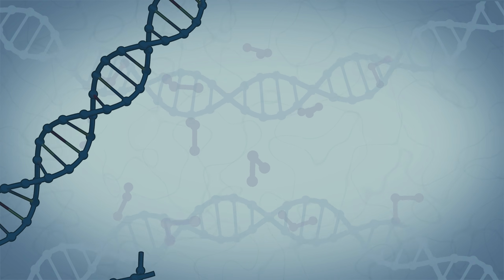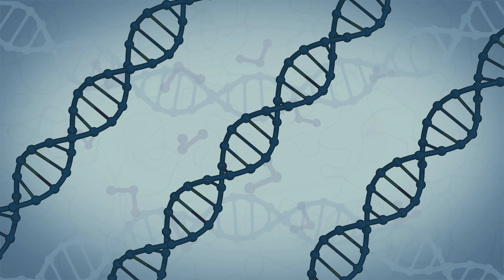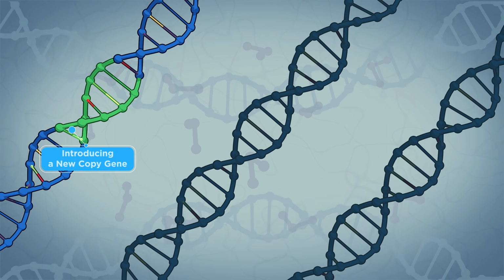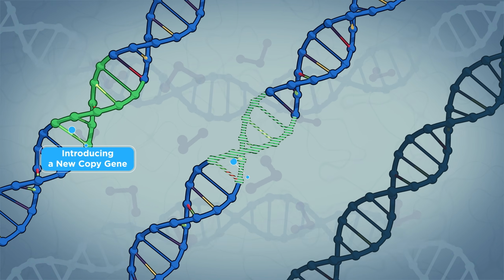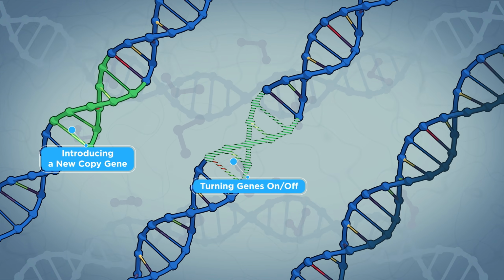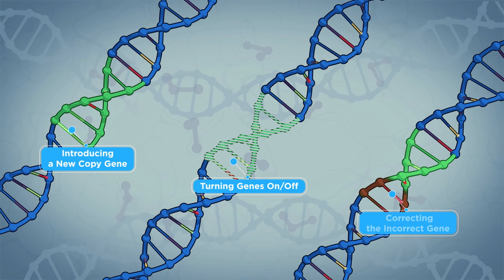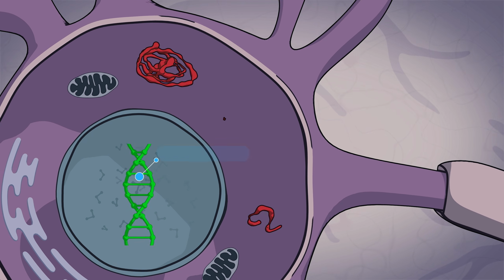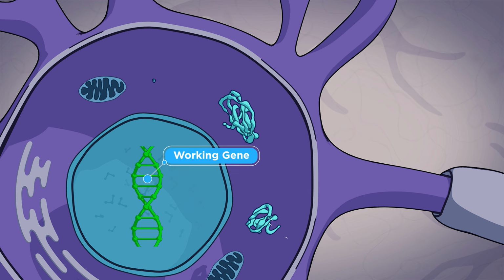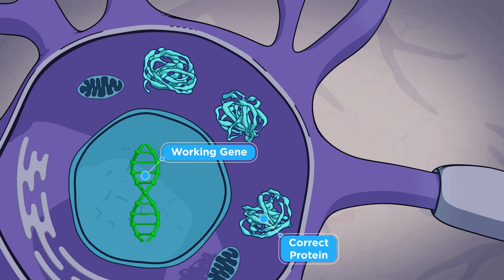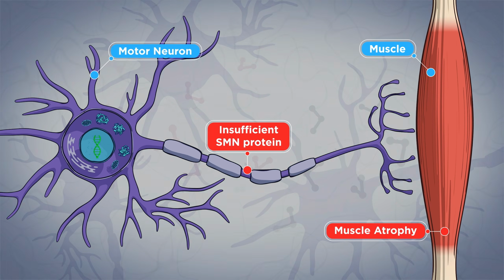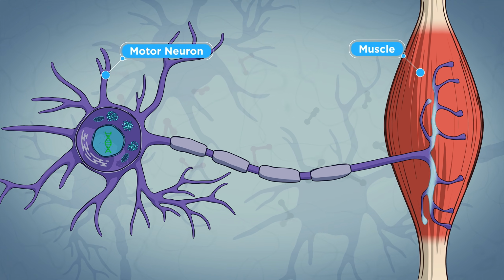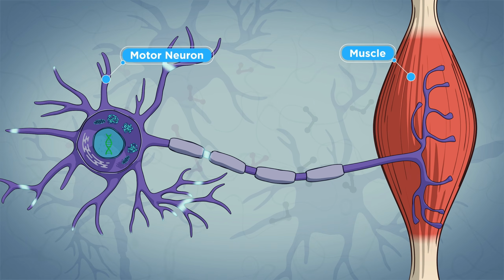Gene therapy is a medical approach that may be used to correct these genetic changes. There are many different approaches to gene therapy, including, but not limited to, introducing a new or modified copy of a faulty or missing gene, turning genes on or off to avoid disease, and correcting the incorrect gene variant within a gene. This video will focus on gene therapy that introduces a new copy of a faulty or missing gene. This is known as gene replacement therapy. In the case of SMA, gene therapy can be used to replace the missing or faulty SMN1 gene.